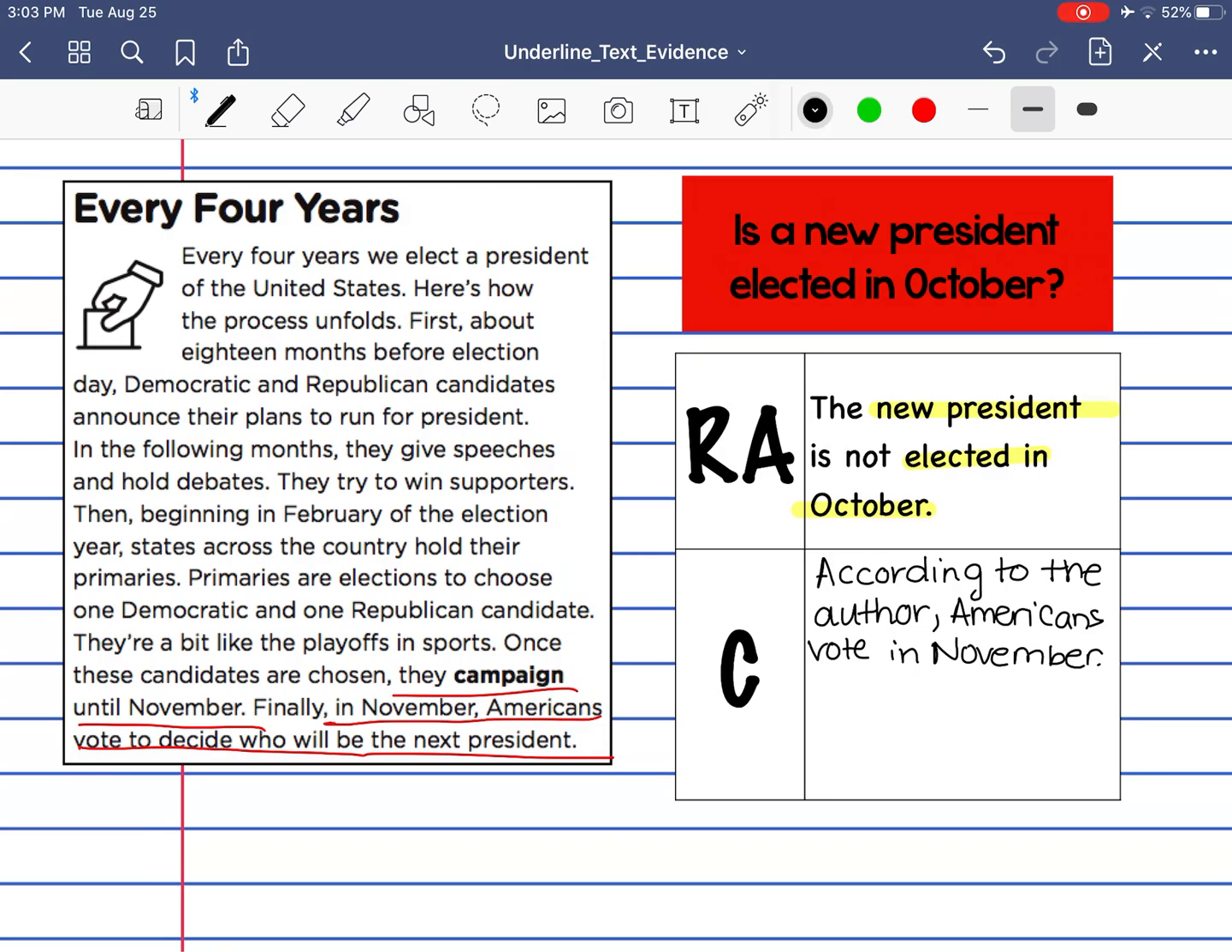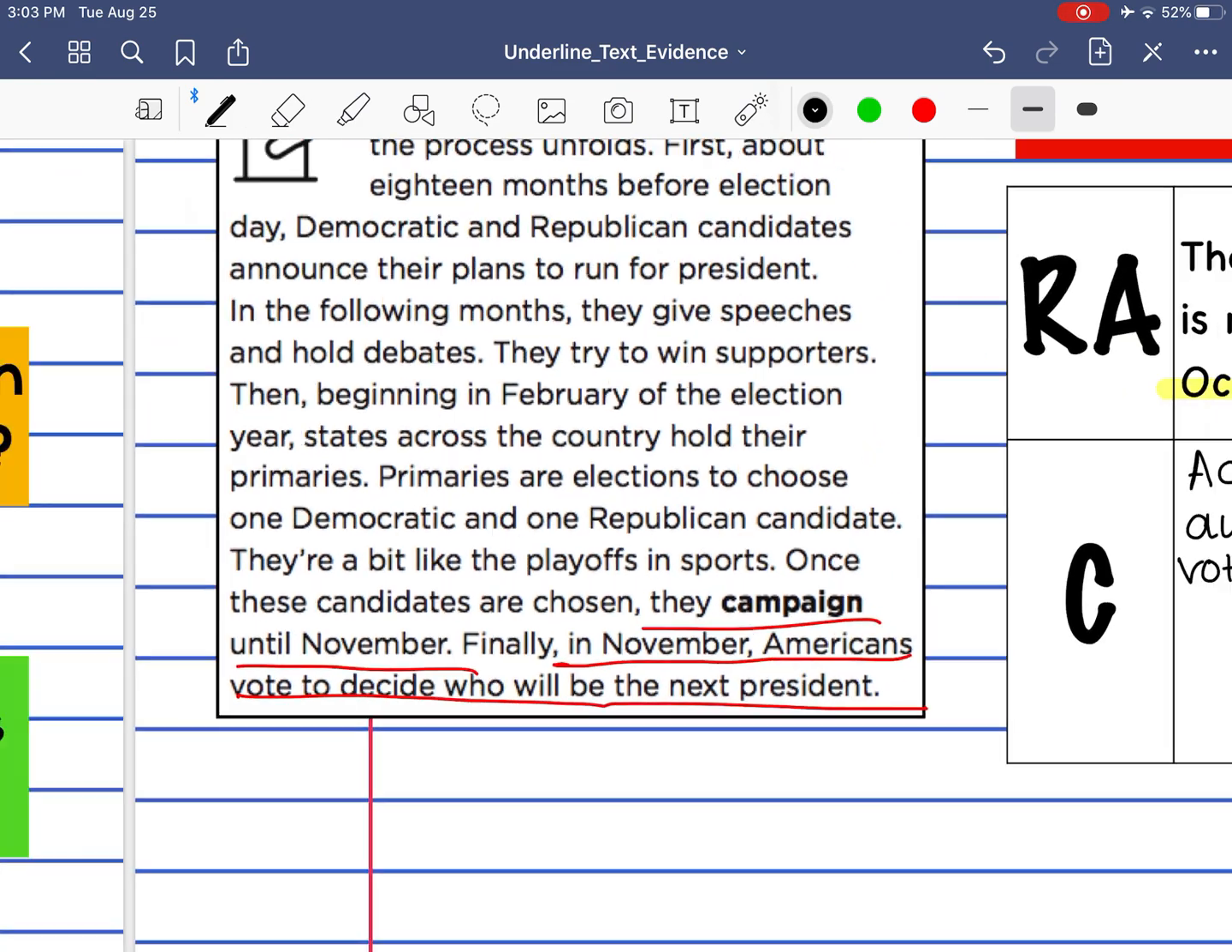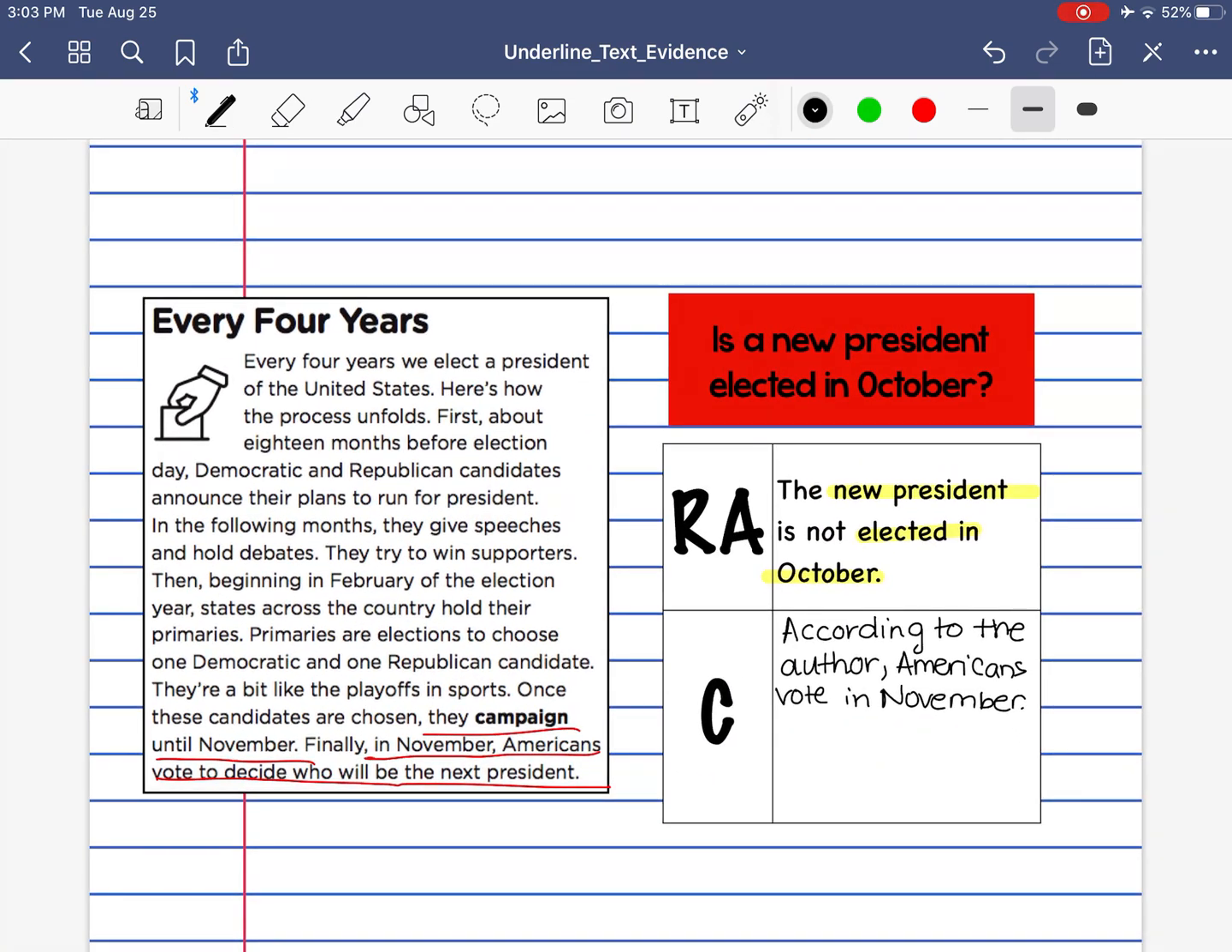So does that make sense? I hope that makes sense to you. And you remember I'm showing you that if you underline things, it makes it easier when you go back to write that C sentence, okay?